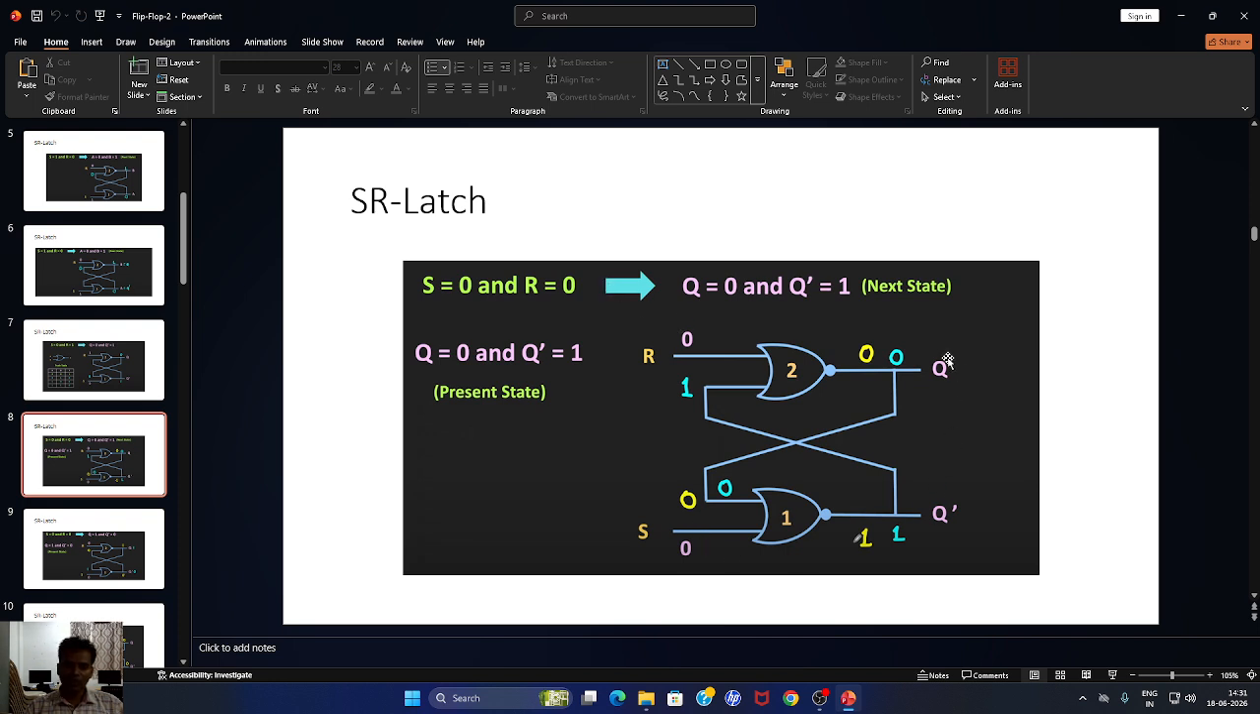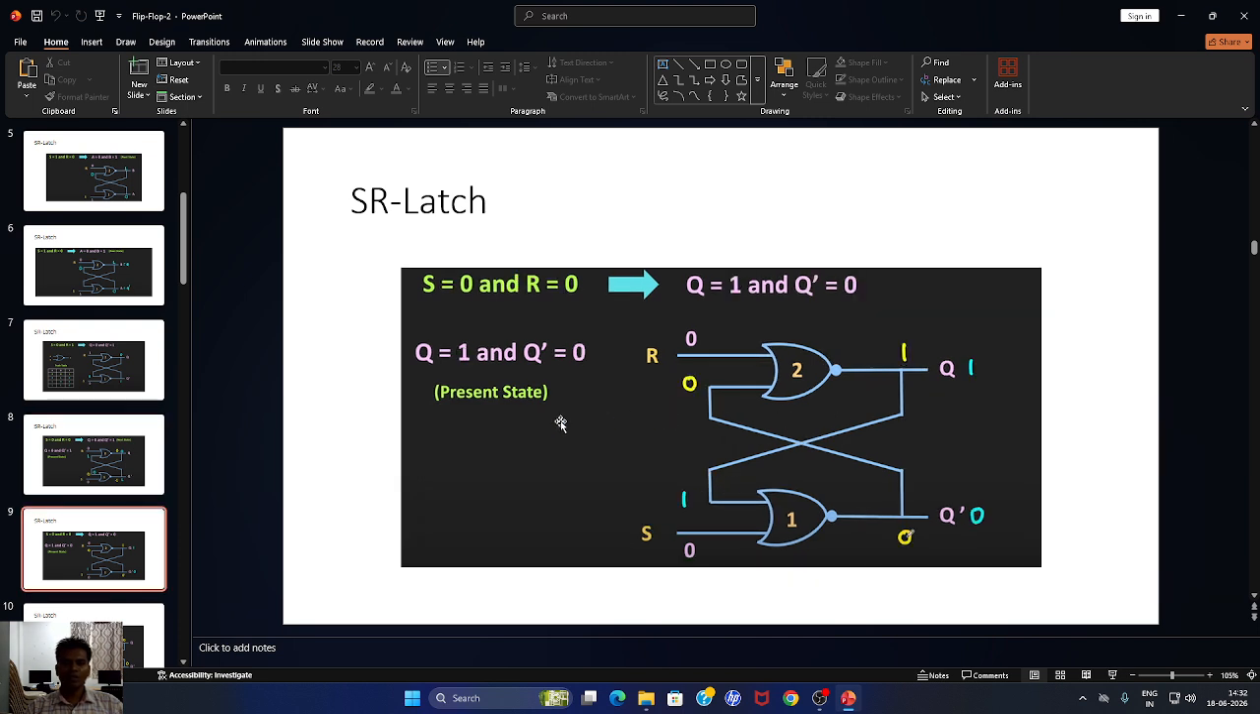In this case, to estimate the output values, we need to consider the present output values. Initially assume Q is equal to 0 and Q bar is equal to 1. This 0 is connected to this input, so here also 0. Both are zeros, so the output becomes 1, and this 1 is connected to one input of the second NOR gate, so its output becomes 0.